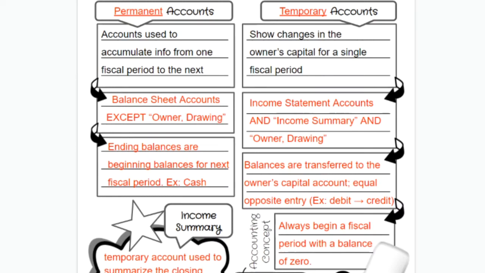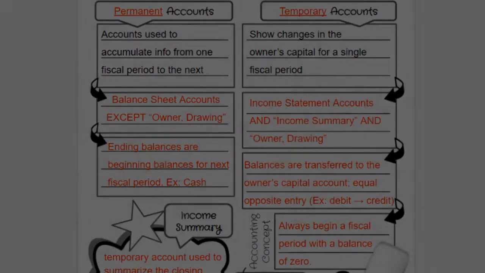So for example, owner drawing, the business is owing, it's under owner's equity. We know that owner drawing falls as a debit. So the debit then becomes a credit to the temporary account so that owner drawing ends up at a zero balance. These temporary accounts always begin a fiscal period with a balance of zero.